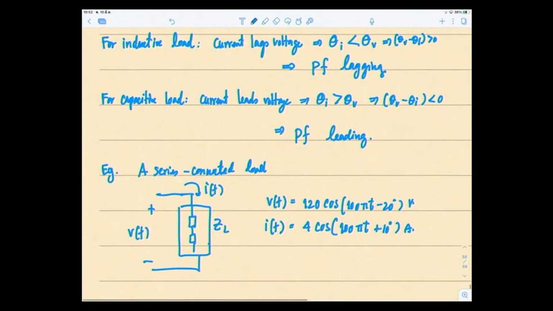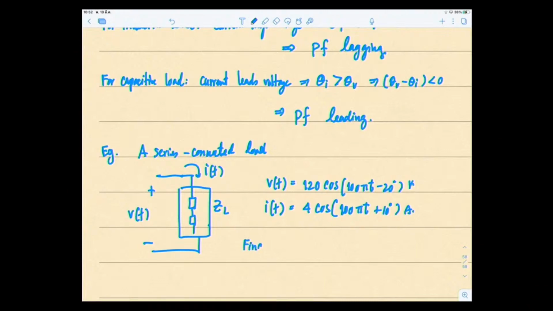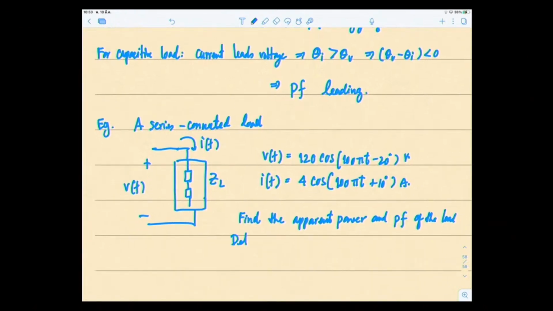The question is, find the apparent power and PF of the load, and determine the element of the load.